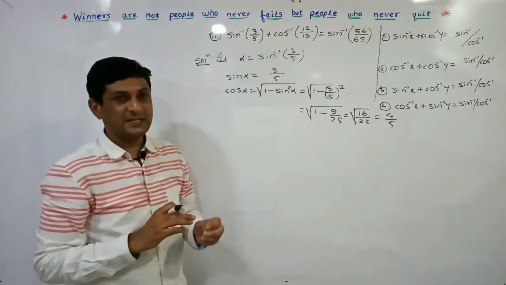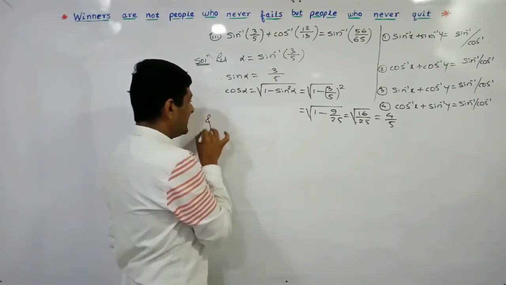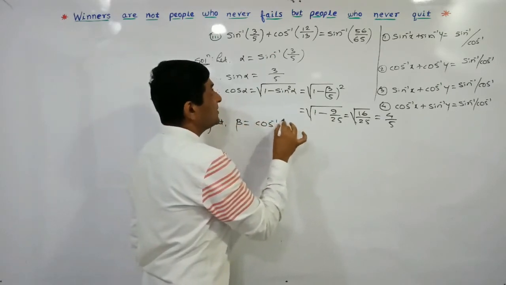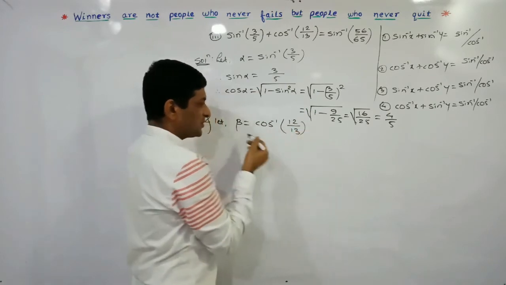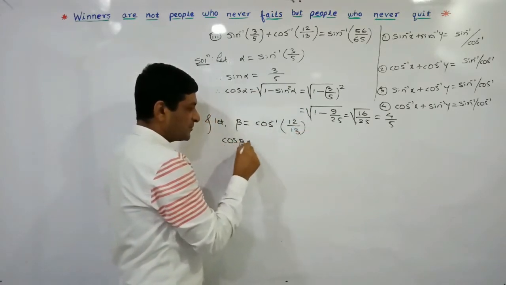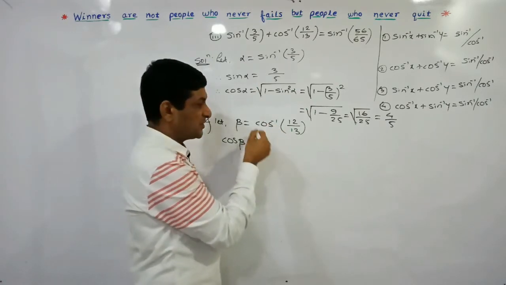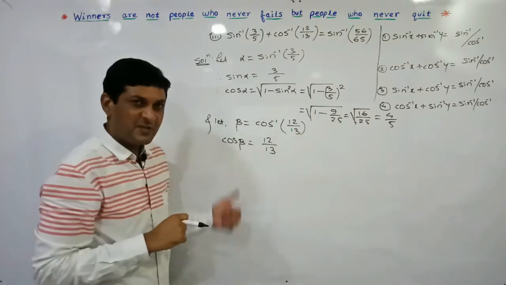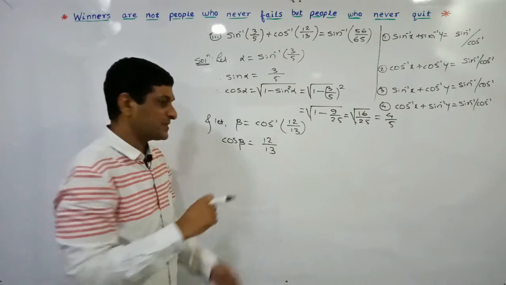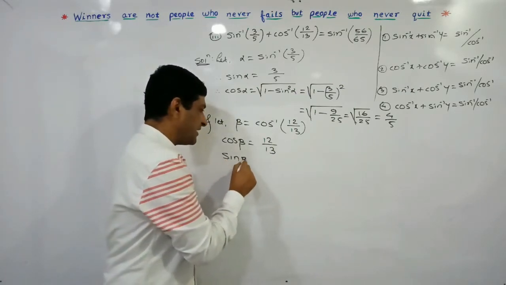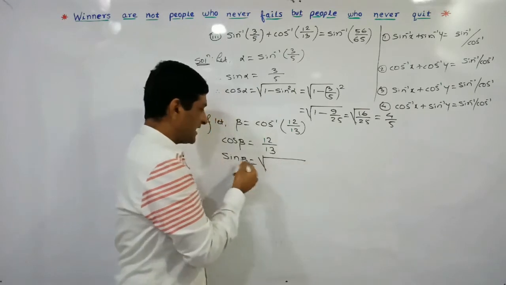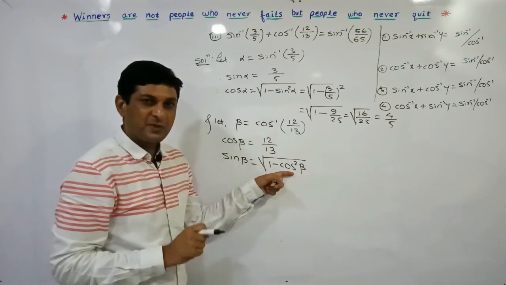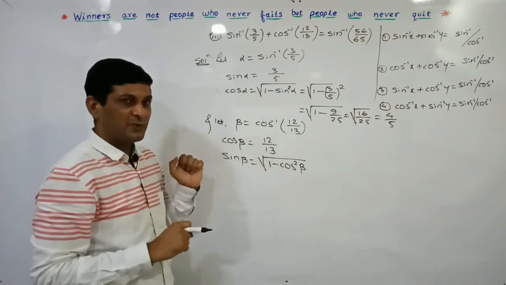Now consider the second term. Denote it by beta, and let beta be equal to cos inverse of 12/13. Taking cos on both sides, here we will get cos beta. On this side, cos and cos inverse will get cancelled. The remaining term is 12/13. Once the value of cos beta is known to us, find out sin beta. So for sin beta, again apply the identity here. Sin beta can be written as under root 1 minus cos square beta. Again observe here, 1 minus cos square beta is sin square beta. Sin square beta outside the root will become sin beta.